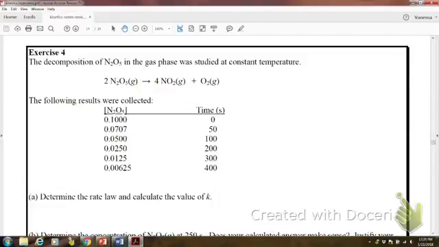Is it time always goes into this one? Yes, time is always the first list. Okay, so after you enter your times into L1, go over to L2 and enter your concentrations. Just be very careful that you enter them correctly.